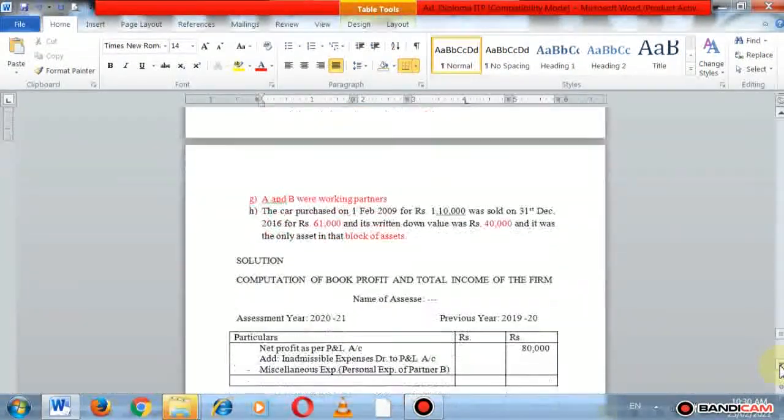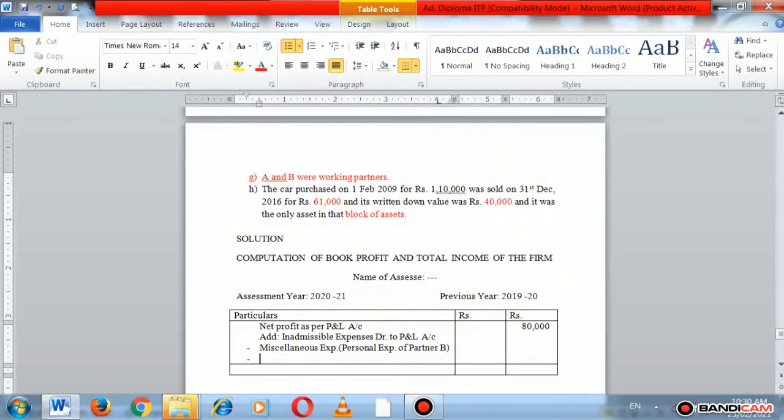So here, advertisement, in brackets not related to business, amounted to rupees. The amount is not written here, so in the inner column, rupees. Partner's miscellaneous expenditure includes 5,000 related to personal expenditure of partner B, so 5,000, and advertisement includes 2,000 which is not related to business.